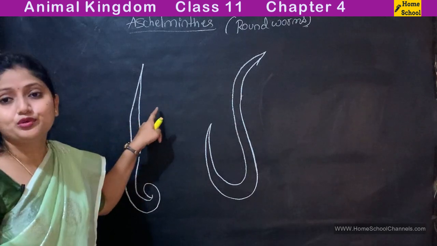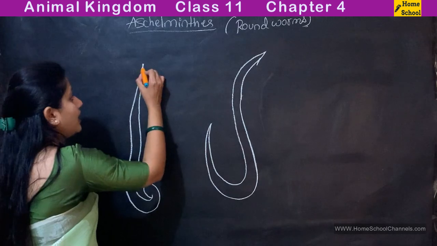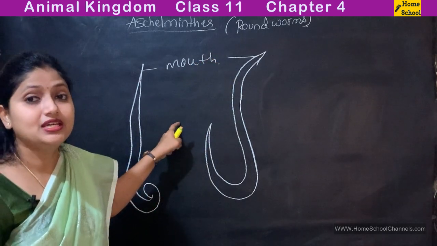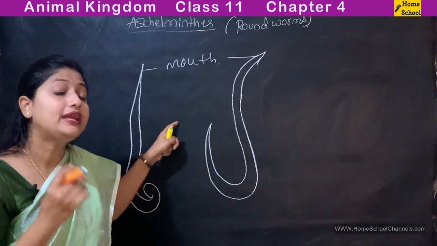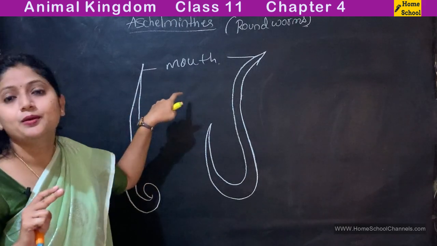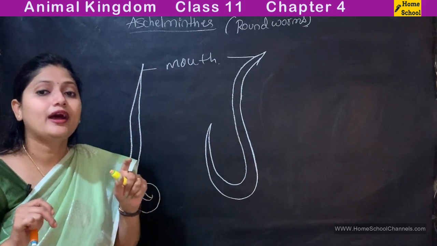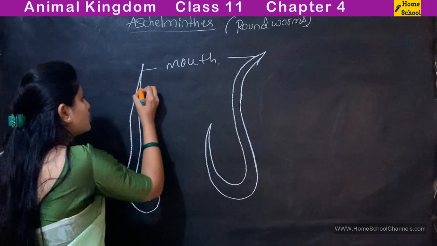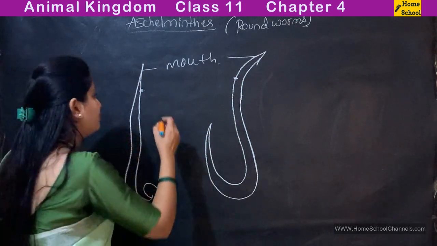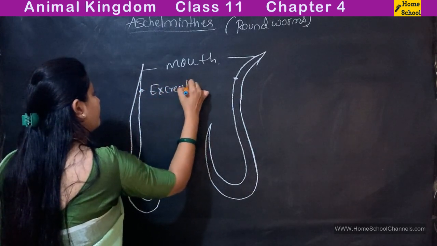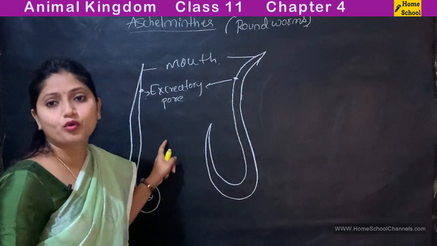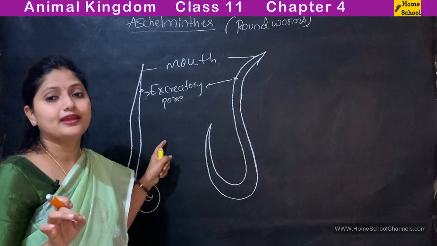Now if we label the parts, the uppermost part in both cases we call the mouth. We have seen that they have a complete digestive system, or complete alimentary canal, that is two openings. One is the mouth and the other is the anal opening, isn't it? So this is the mouth here. Other than the mouth, we have a small pore-like structure, present in both cases, which is called the excretory pore. Again, this is the same in both female as well as male.